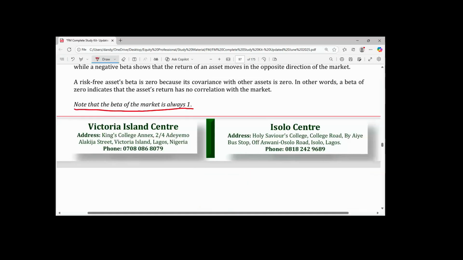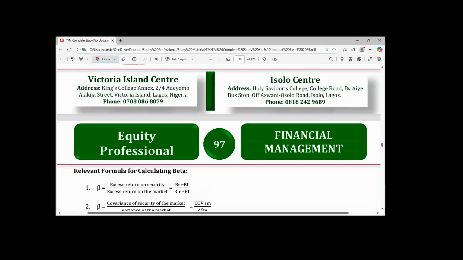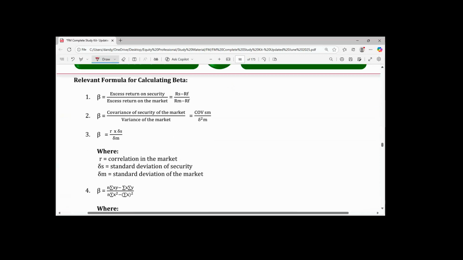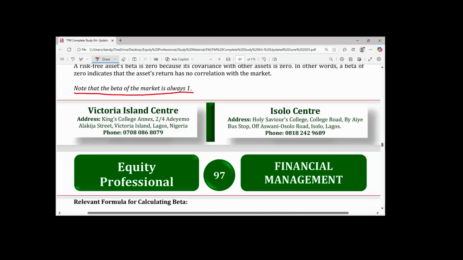The risk of the market is always one. The beta of the market is always one. And anytime you compute your beta value, you are supposed to compare with that of the market. So that's what I told you, that the beta of the market is always one. So at all time, you are supposed to benchmark your calculated beta with that of the market, which is one.